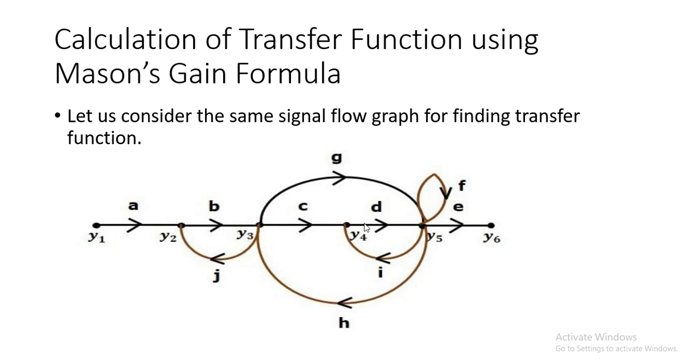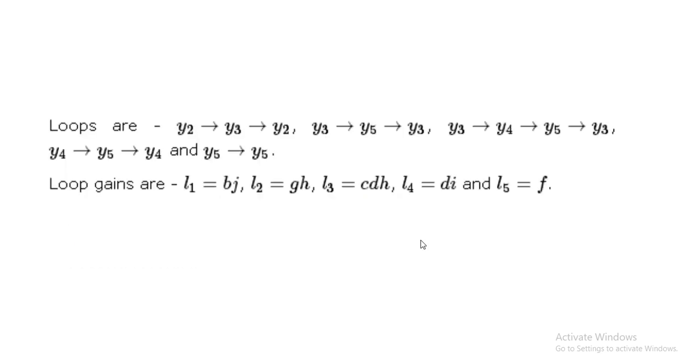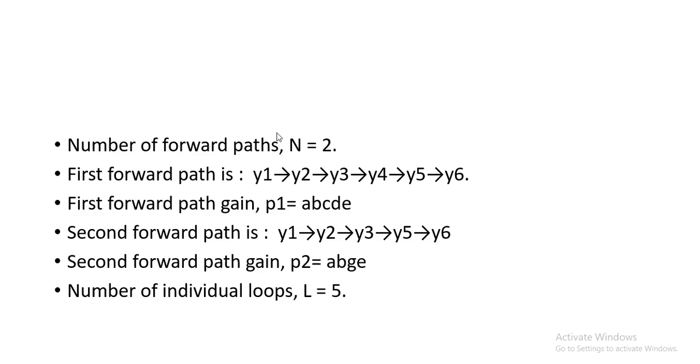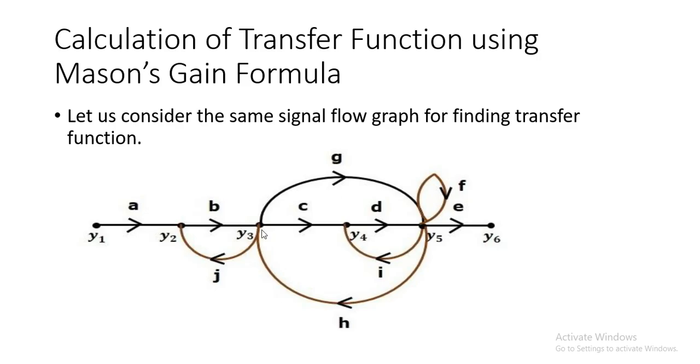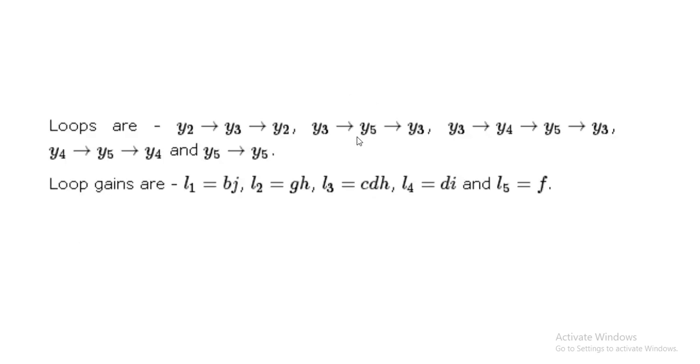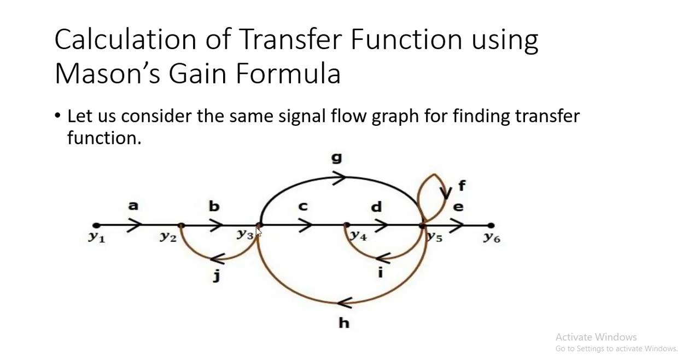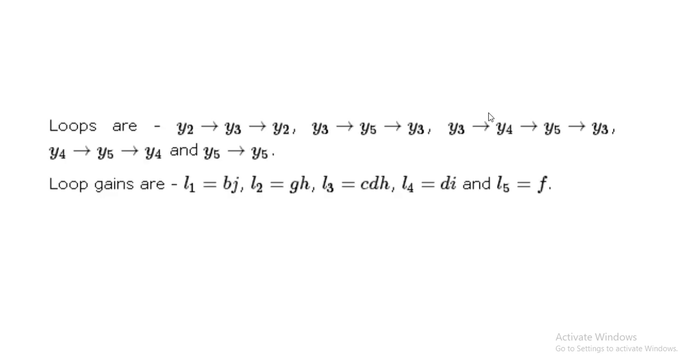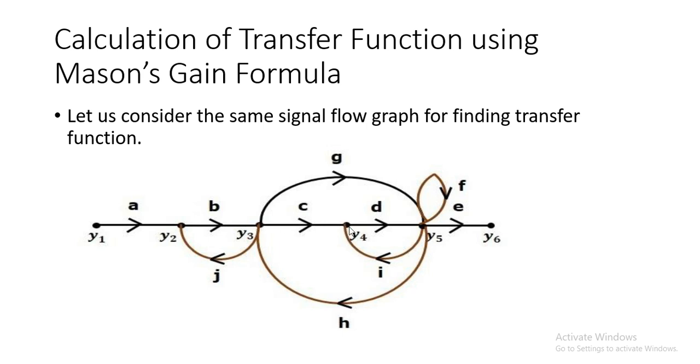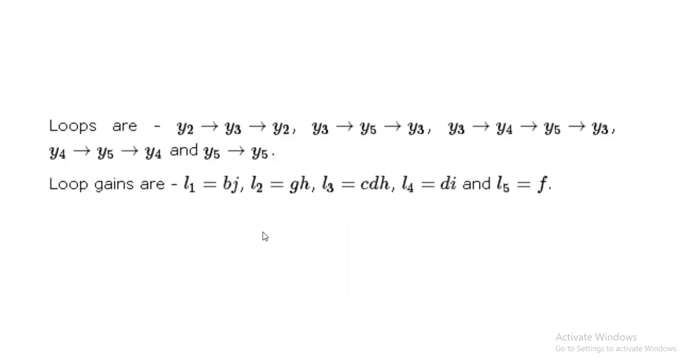Similarly, I can see another loop here, that is y3, then y5, then y3. This is another group, or loop. And similarly, this is another loop, that is y2, y5 to y5. See again, this is y2, y3, y2. Similarly, y3, y5, y3, then y3, y4, y5, y3, that we have discussed earlier.